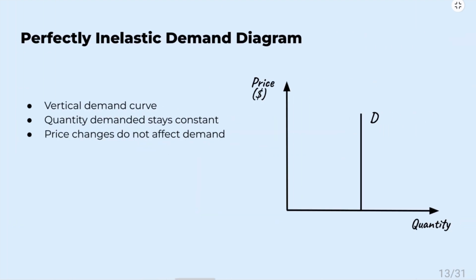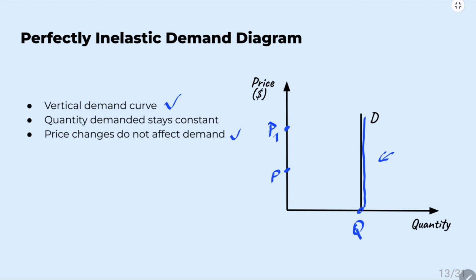This diagram shows perfectly inelastic demand. The vertical demand curve means quantity demanded remains fixed even when price changes. In the diagram, price may increase from P to P1, but quantity demanded stays constant at Q. Consumers continue buying exactly the same quantity regardless of the higher price.